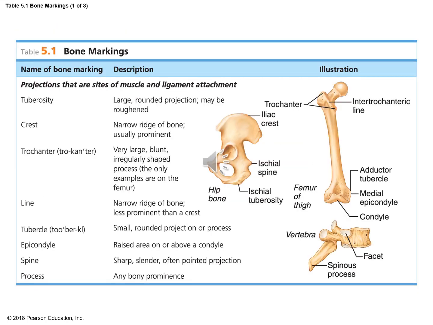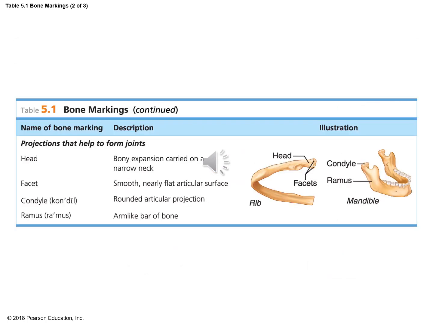Now, fortunately, we don't need to memorize all of these bone markings. We're just going to highlight a few here. So you should recognize that tuberosity, crest, trochanter, and tubercle are all projections of the bone on which muscles or ligaments may attach. We should know that a bone can have a head and a facet. We don't need to memorize the others.